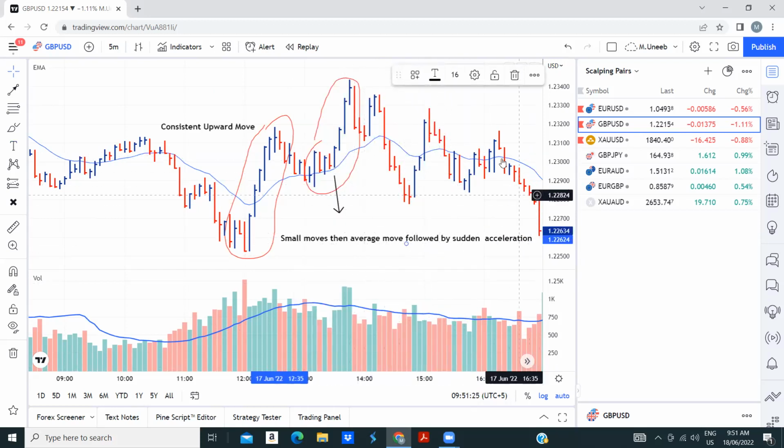See here, this one as well. You see small move, average move, and then sudden acceleration. Here as well, small move, and then average move, and then sudden acceleration to the upside. And you can see the volume.